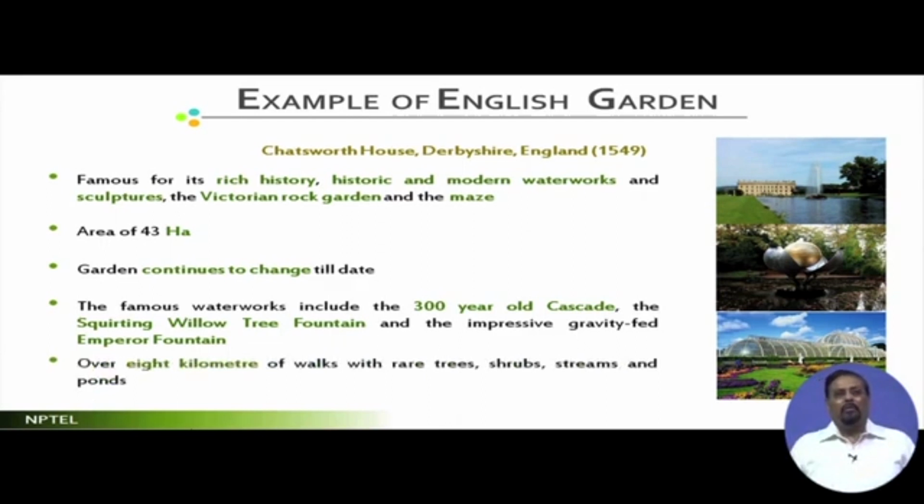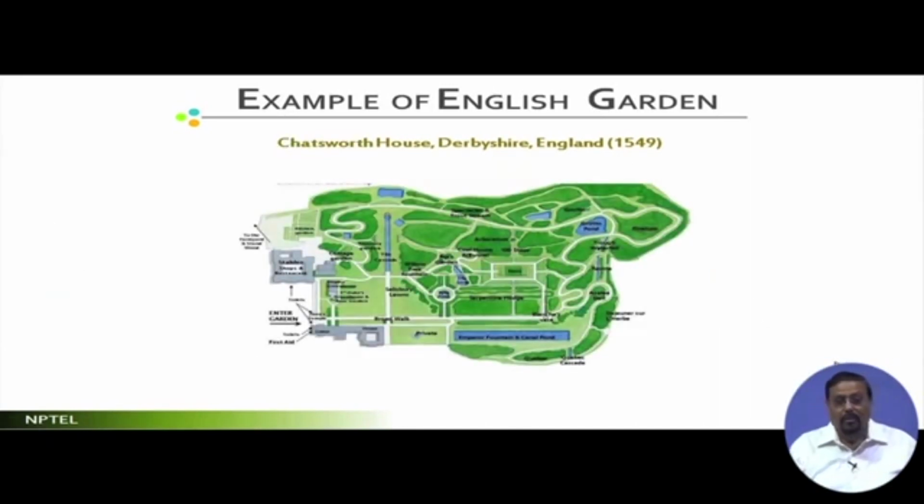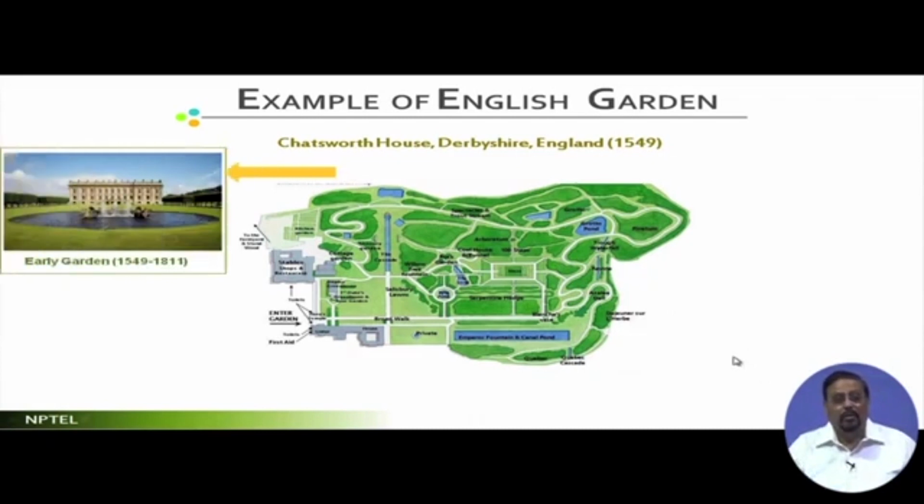Okay. Now, over 8-kilometer walks with rare trees, shrubs, streams and ponds, that's what the whole landscape is. So, if you have to really experience Chatsworth, you have to move around the entire area through the paths that the designers have evolved over time. This is how it looks. Let me get all its details in the pictures here.